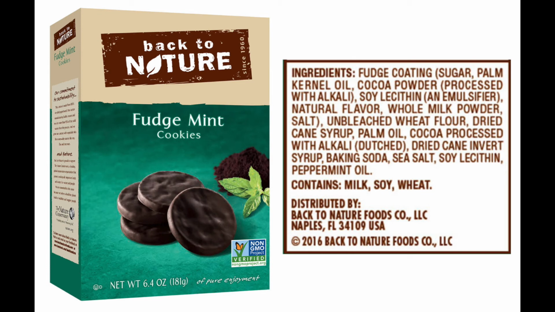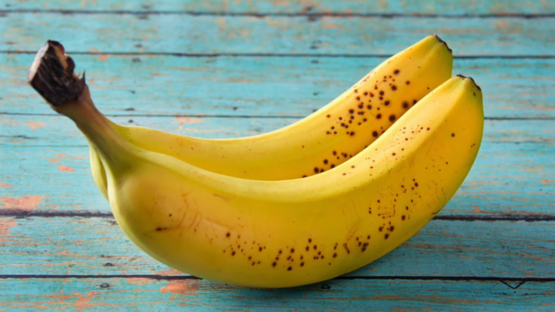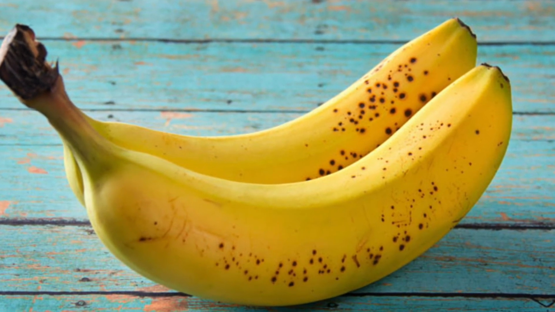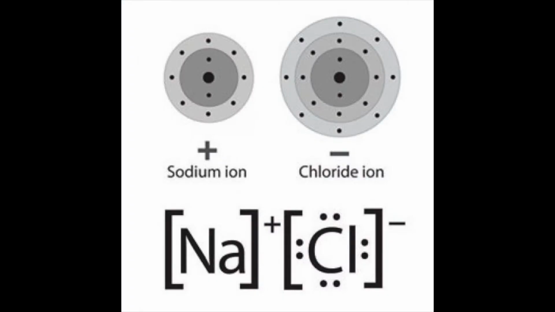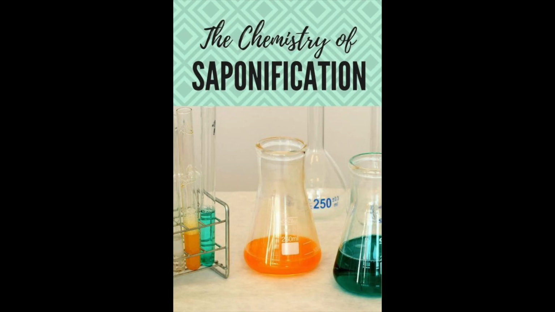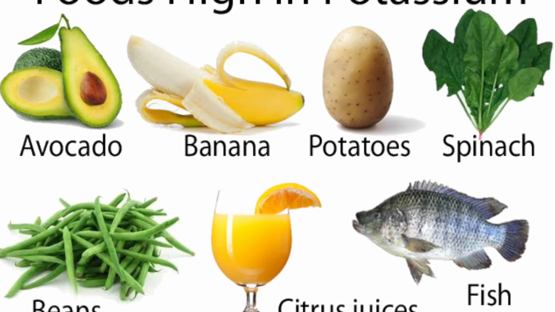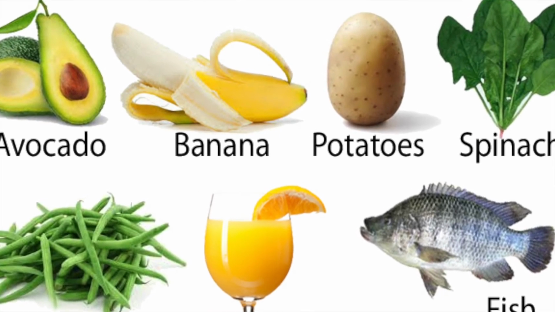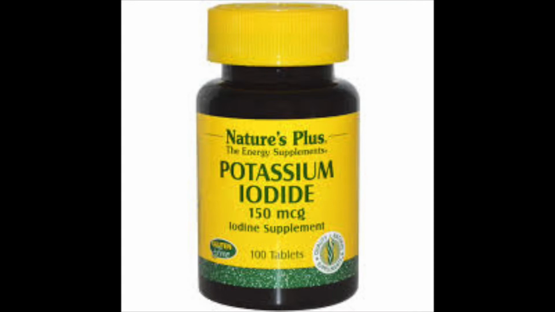Alkali metal compounds are found everywhere on Earth. Figure 5. Alkali metals form compounds such as sodium chloride, salt, and sodium bicarbonate, baking soda. If potassium bitartrate is added to baking soda, baking powder is formed. The most common are sodium compounds, which occur in plants, animals, soil, and seawater. Do you remember the chemical name for salt? Another compound, sodium hydroxide, is used in making soap and paper. It's called lye. That's the old name for it. Potassium and sodium compounds transmit nerve impulses in your body. Part of the experimental proof that alkali metals are in a group is given by the formulas of the compounds they form.